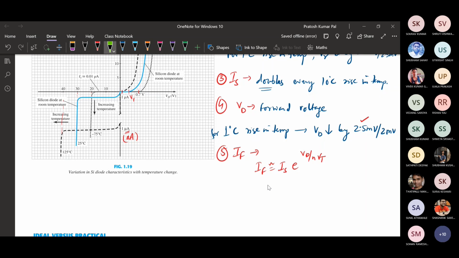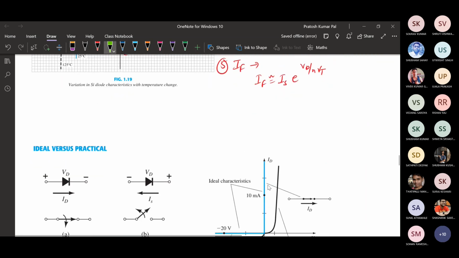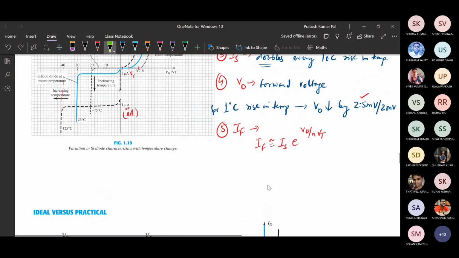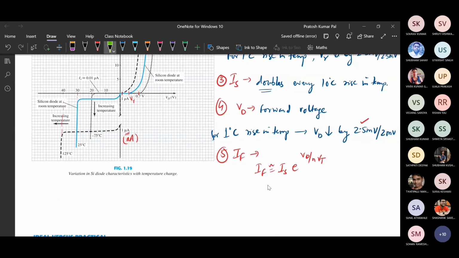So if we compare how it is going to depend on the temperature, here Is doubles for every 10-degree rise in temperature, as we have seen, and also this Vd. So Vd is decreased by temperature. Okay, so it decreases, and in a similar case, if we are decreasing the temperature, the Vt value will also be decreasing.